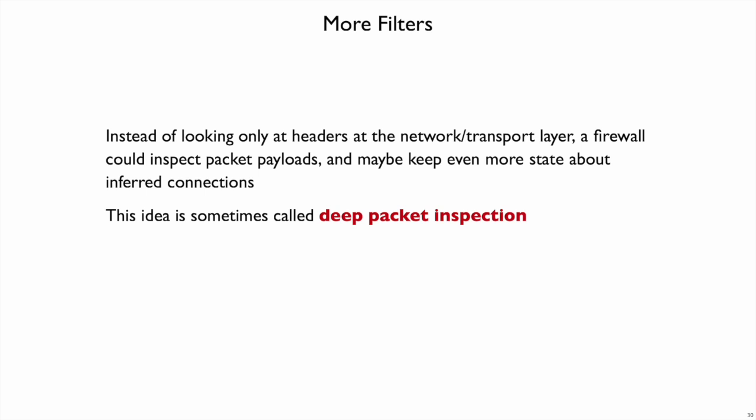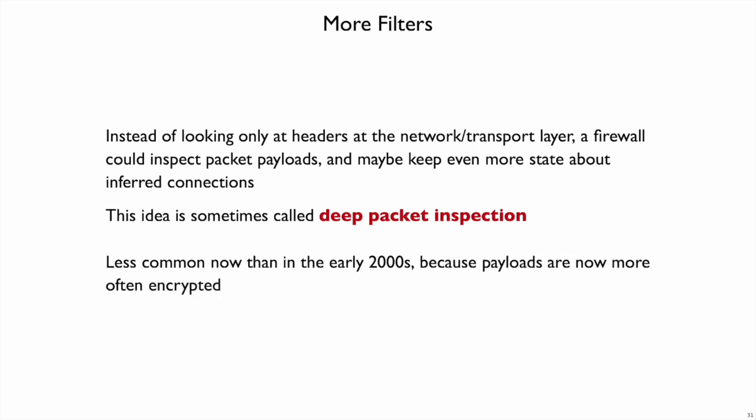An alternative is to look in more depth at the packets and understand the protocols that they're implementing and make more protocol-specific adjustments to the packets that are let through. This idea is sometimes called deep packet inspection. It's an idea that was more common in the early 2000s. It doesn't work as well as it used to because packets tend to be encrypted, and so deep packet inspection is not possible at the router level.